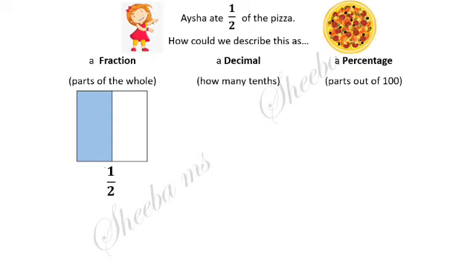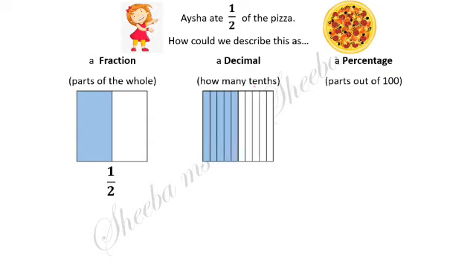And how do you write it as a decimal? Let us see how many tenths there are in half of the pizza. How many tenths means we are dividing this pizza into 10 equal parts. Out of that, half is taken. Half of 10 is 5, so 5 parts are taken. That is 5 by 10, which is still a fraction form.